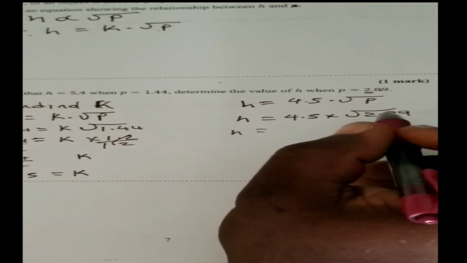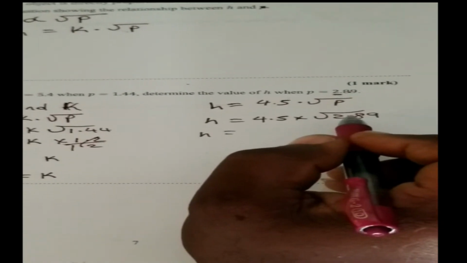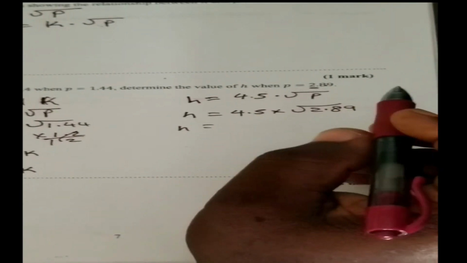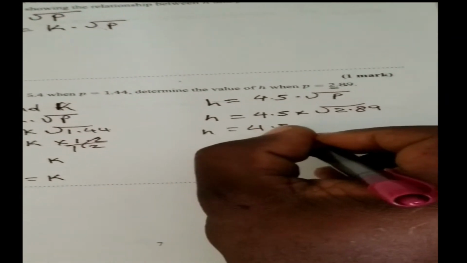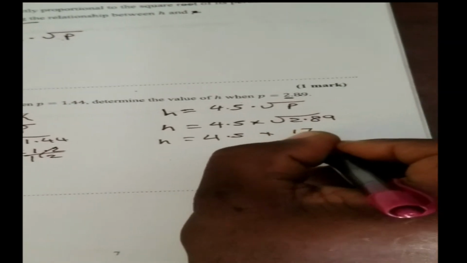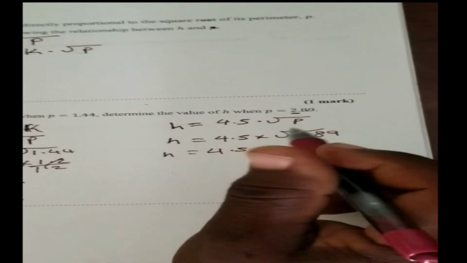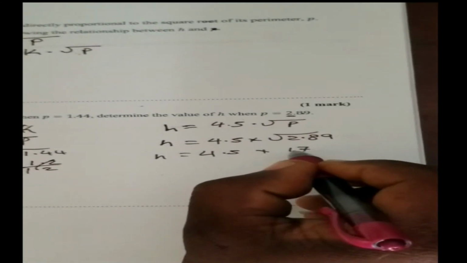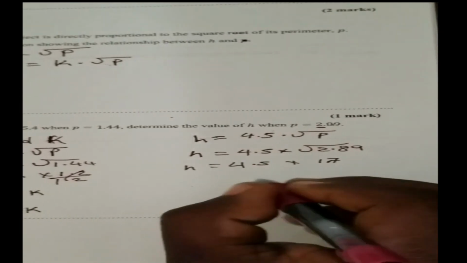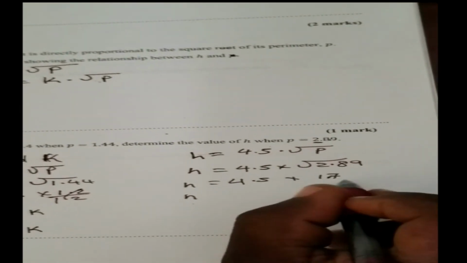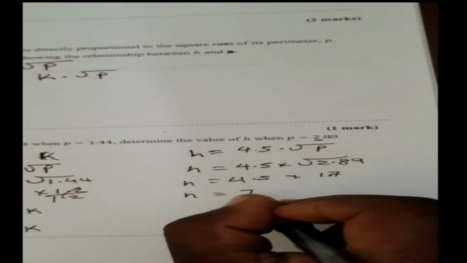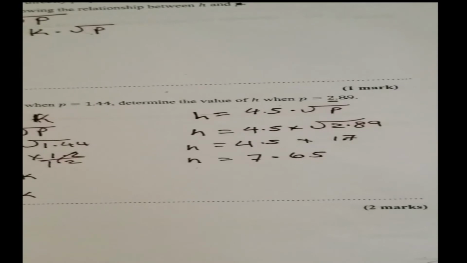So in finding the square root of 2.89, I guess that's also 289, it would be equal to 4.5 times 17. Right? We know 17 squared would give us 289, so the square root of that will be equal to 1.7 rather. And so our h will be equal to 4.5 times 1.7, which is equal to 7.65. And that is how we would find our h with our constant, right?